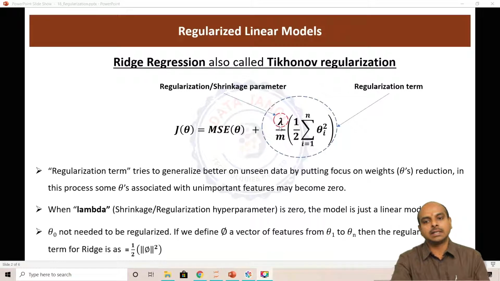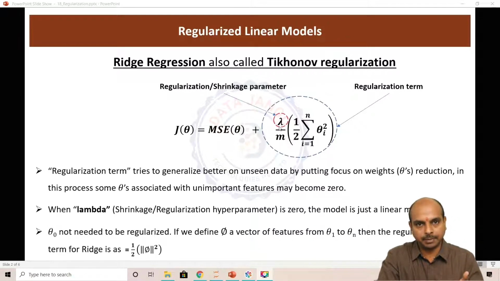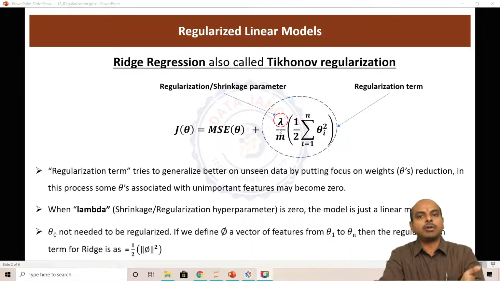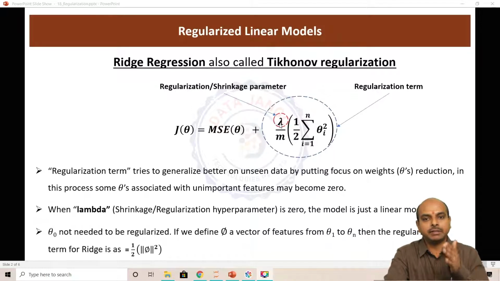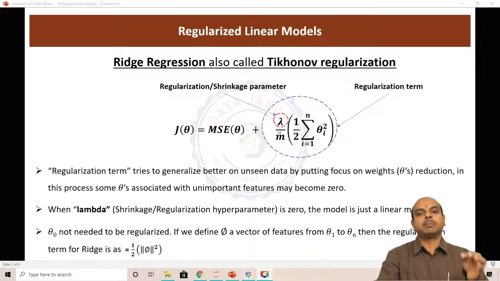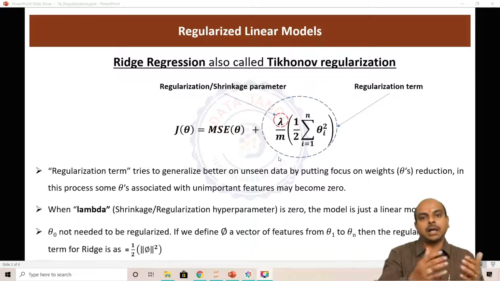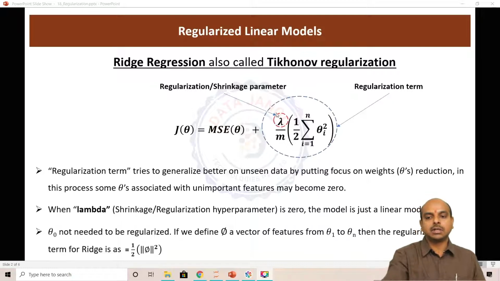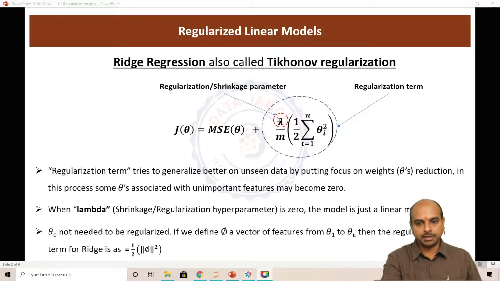This is called the shrinkage parameter. This is one of the hyperparameters. When the model overfits, then only you need to play with this. The learning rate is to converge faster. The regularization parameter is to make the model best fit on the train set and test set. To cure the overfitting or to reduce the complexity in the model, you will use the regularization parameter. This whole thing is called the regularization term.